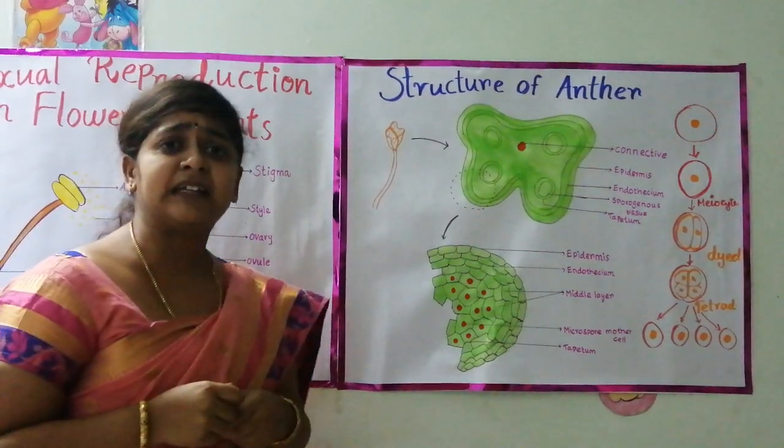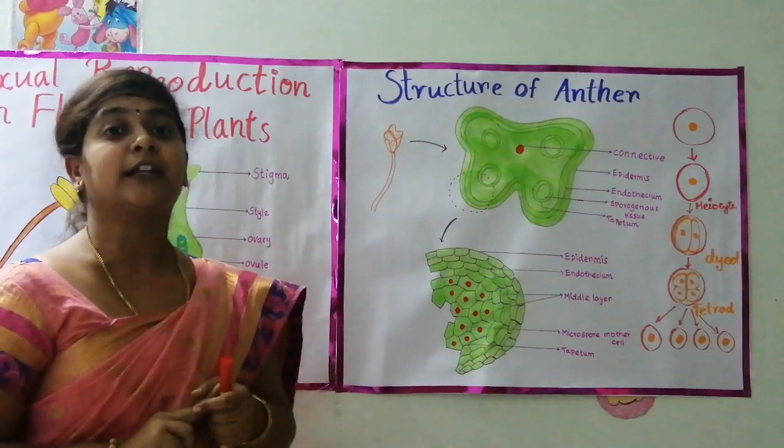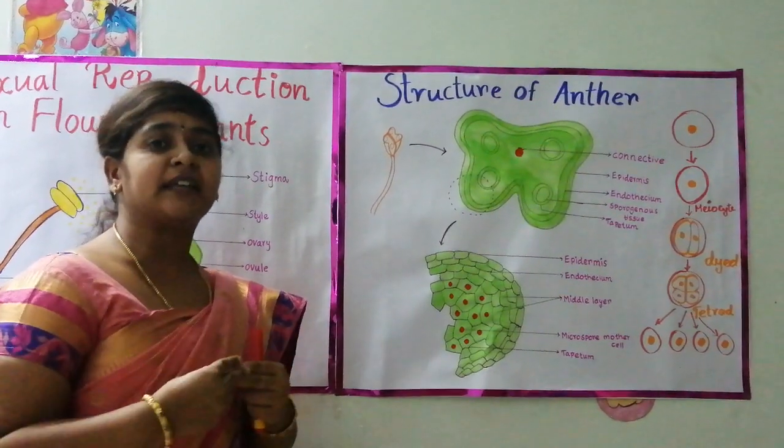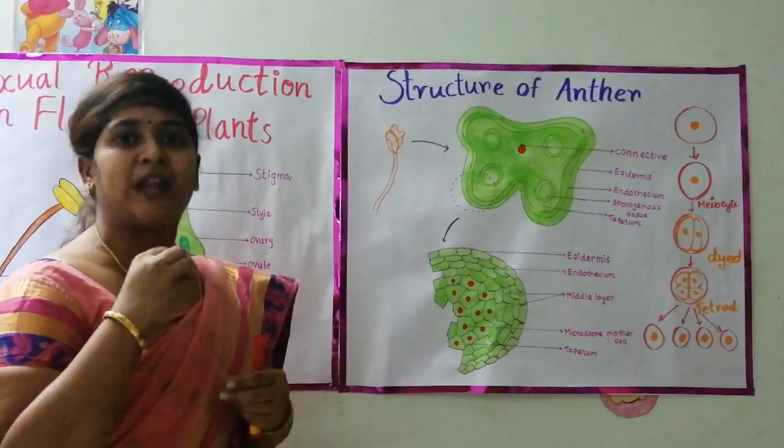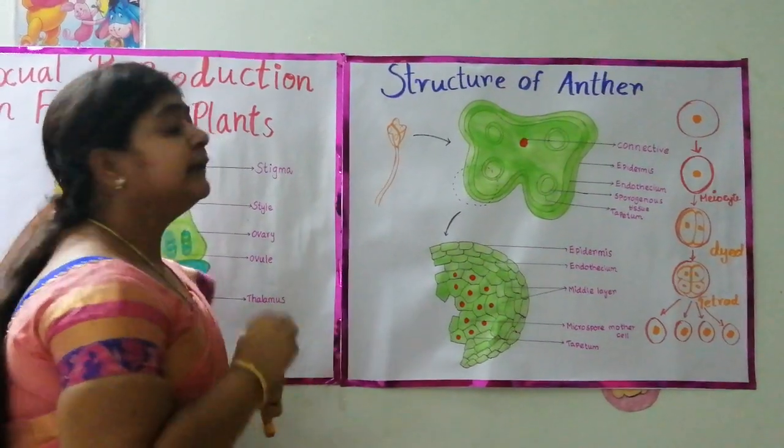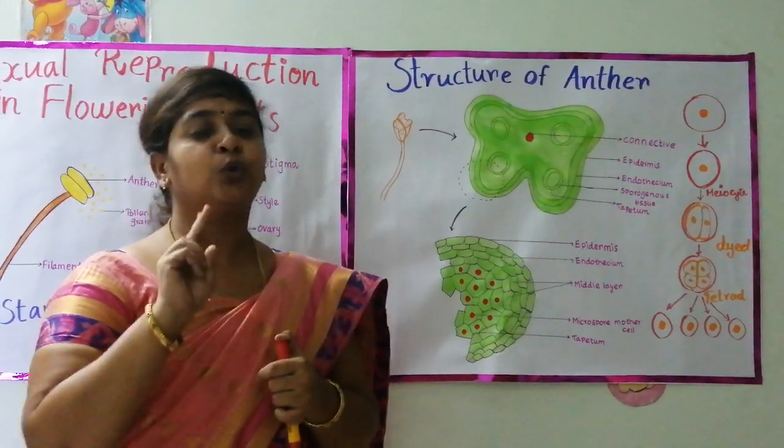What do you mean by dithecus? Actually, it contains two lobes. So we are saying two. Di means two, thecus means pollen sac. Okay, it has two lobes. It is a two-lobed structure.